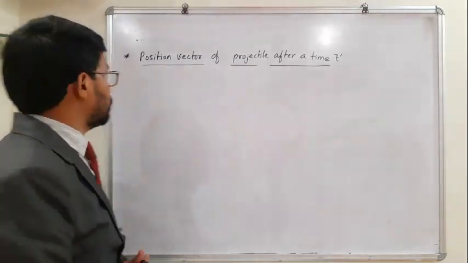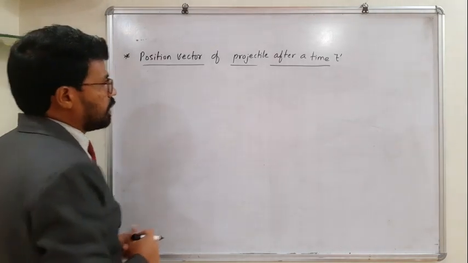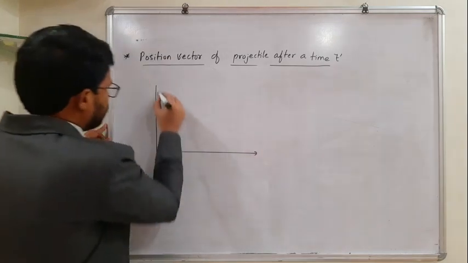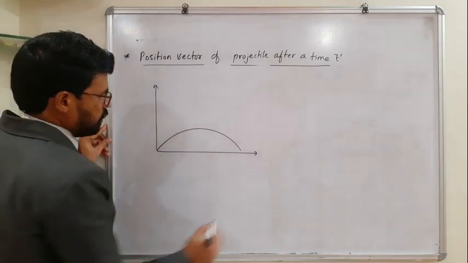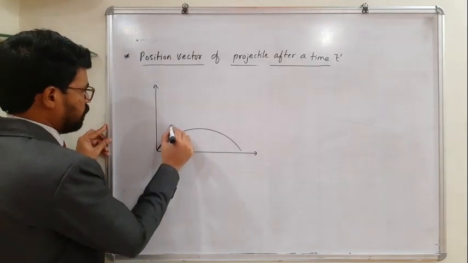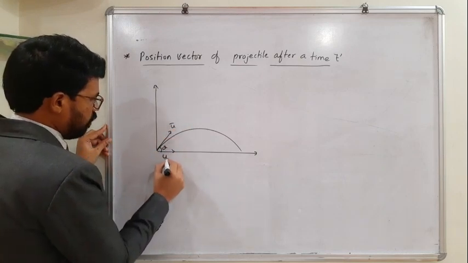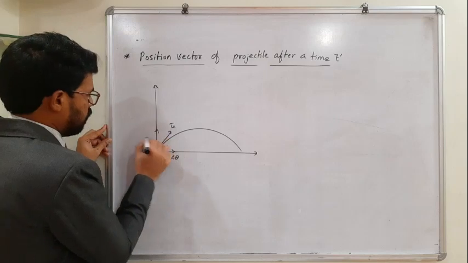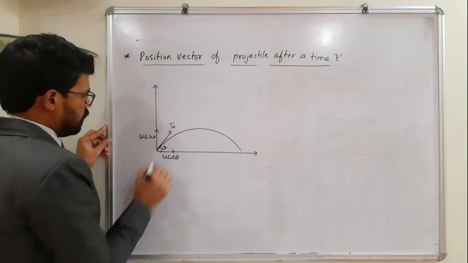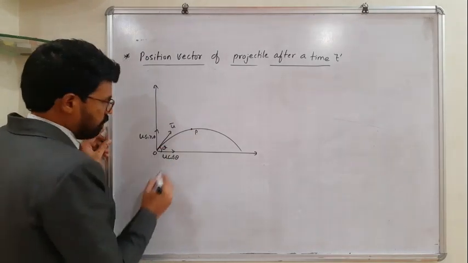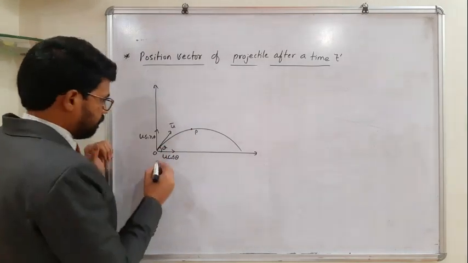Now let us discuss the position vector of a projectile after a time t. I'll consider an oblique projectile, something like this. Let us say this is the trajectory. Let initially it be projected with a velocity u bar, making an angle theta. So its horizontal component is u cos theta, vertical component is u sin theta. So let us say after a time t, it has reached a point P here.